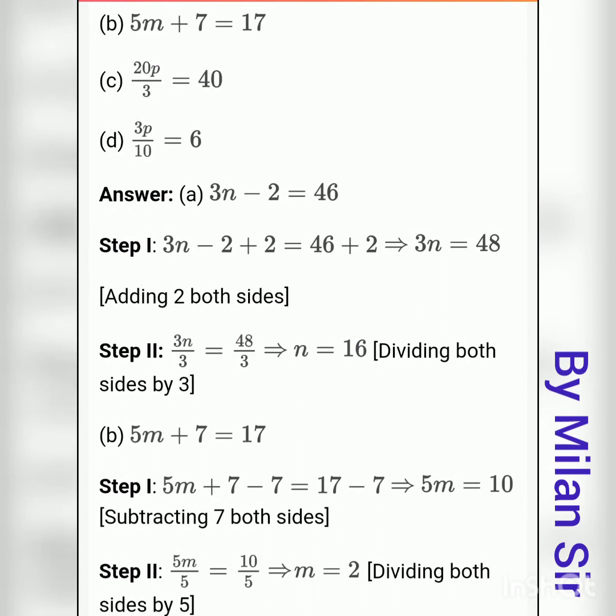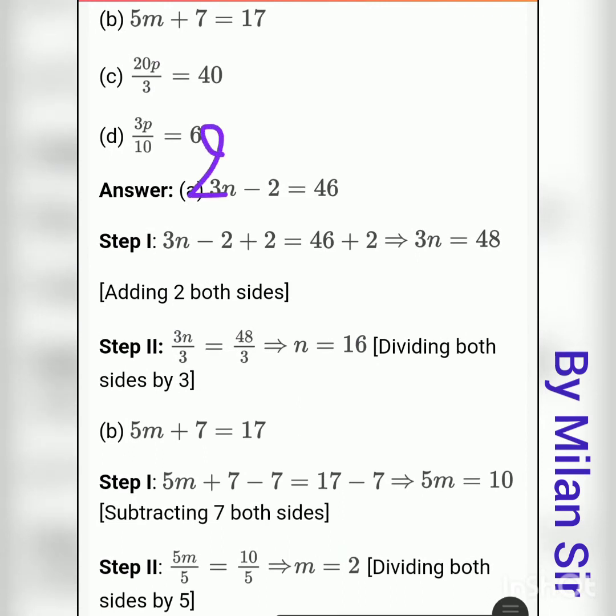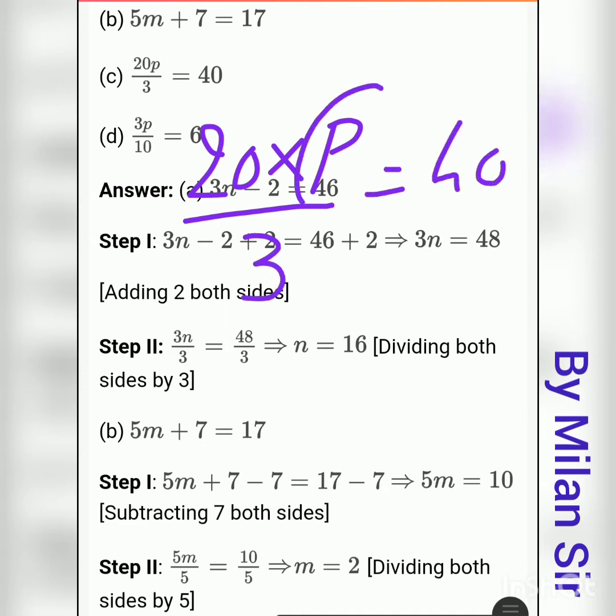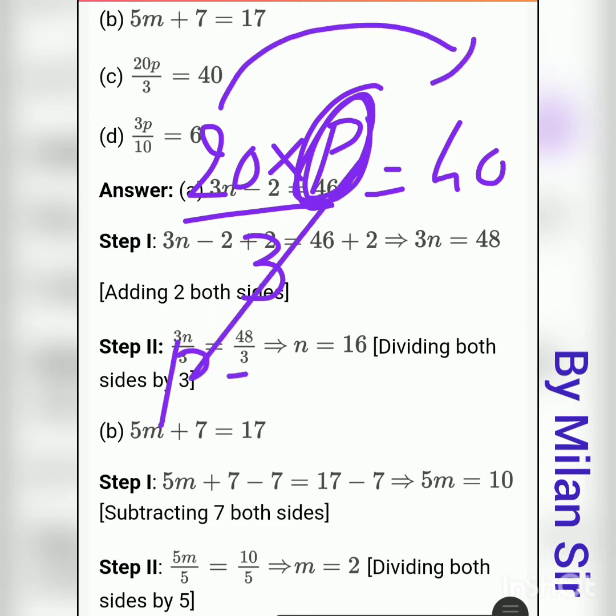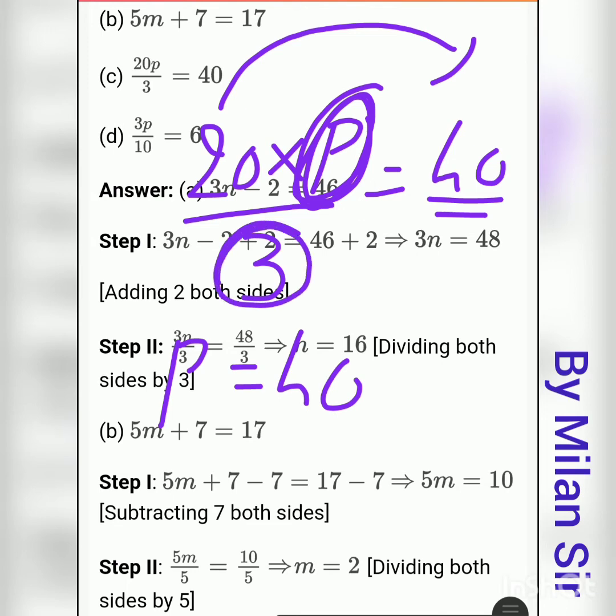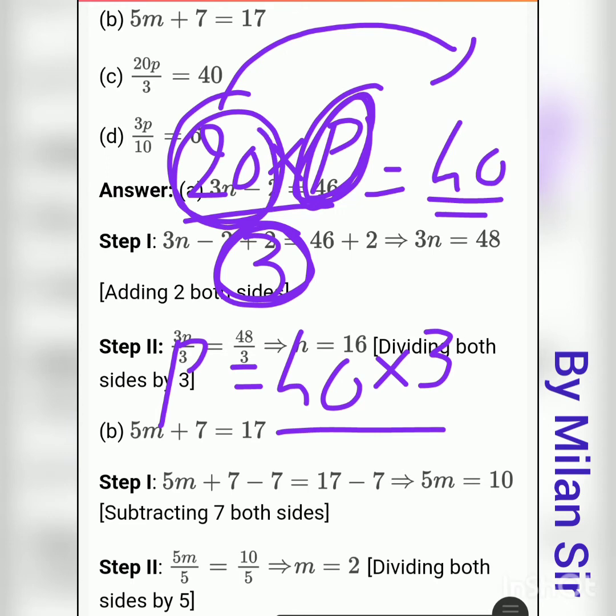After that, third question, 20p, that means 20 multiply p divided by 3 is equals to 40. Now if we want to find the value of p, so other terms we need to transfer to the other side. So here only p is remaining. Okay. Right hand side we have 40. Now this denominator goes to the numerator, and numerator goes to the denominator, so divide by 20.